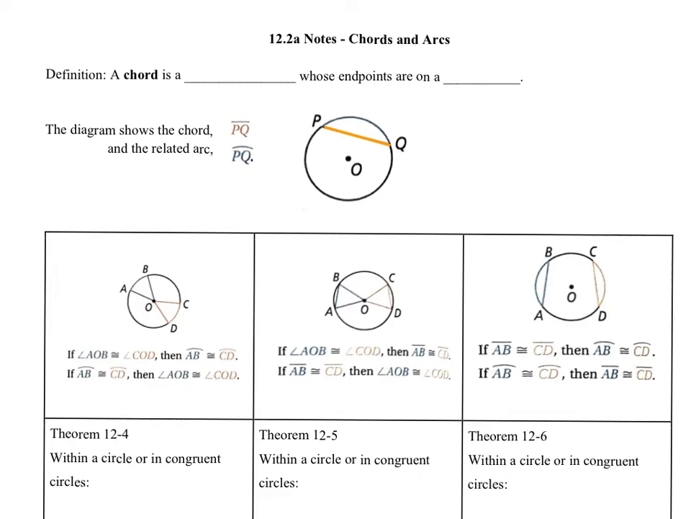Okay, we're going to start 12.2 today, which is dealing with chords and arcs. So this is 12.2a. First thing we need to talk about is what a chord is. So the definition of a chord is a segment whose endpoints are on a circle.